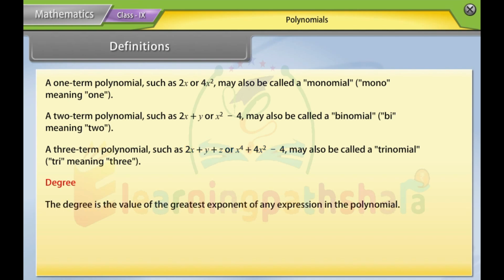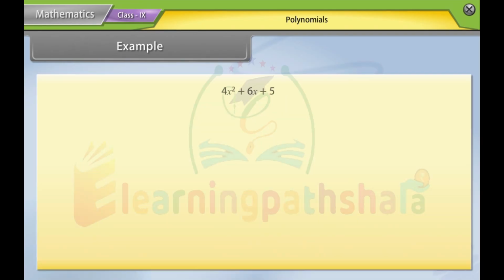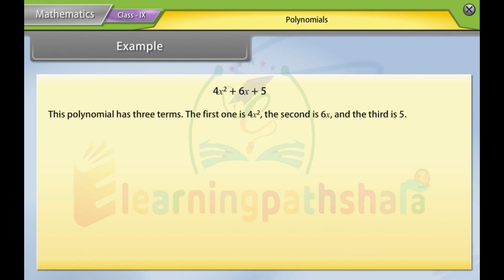Degree. The degree is the value of the greatest exponent of any expression in the polynomial. To find the degree, all that you have to do is to find the largest exponent in the polynomial. Example: 4x squared plus 6x plus 5. This polynomial has 3 terms. The first one is 4x squared. The second is 6x, and the third is 5.